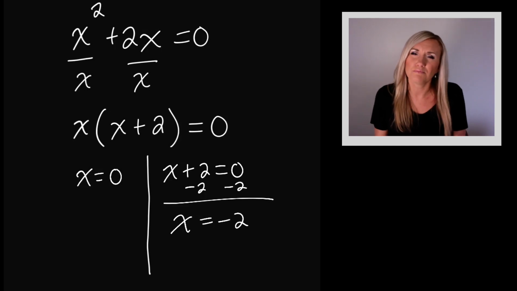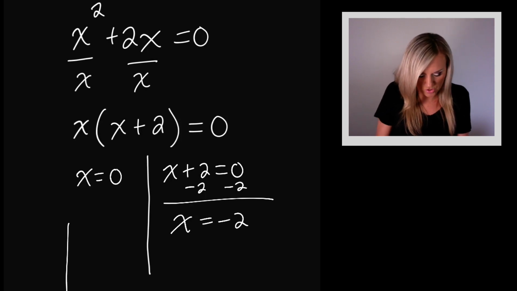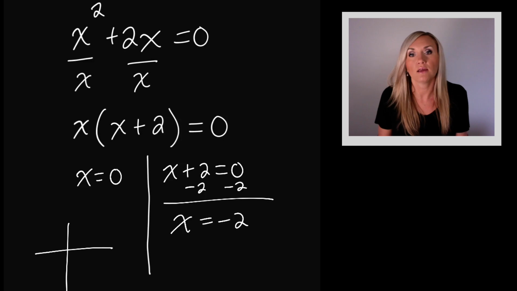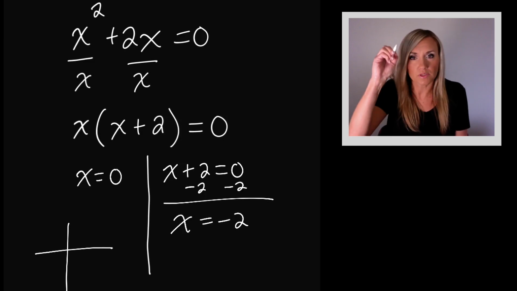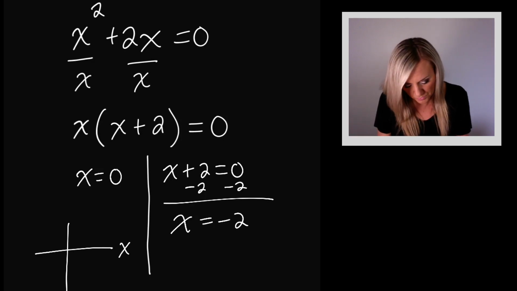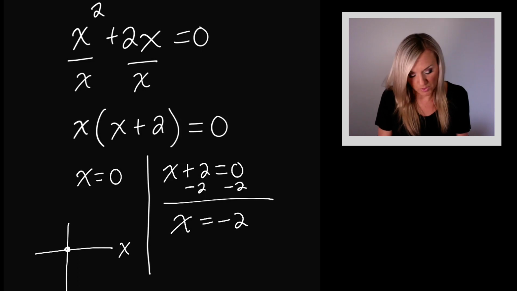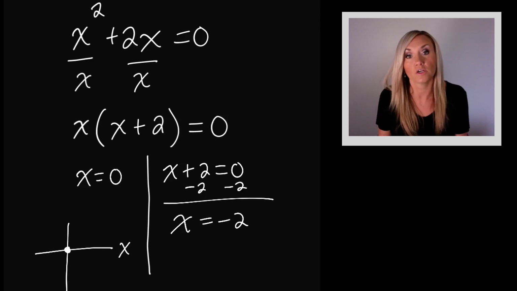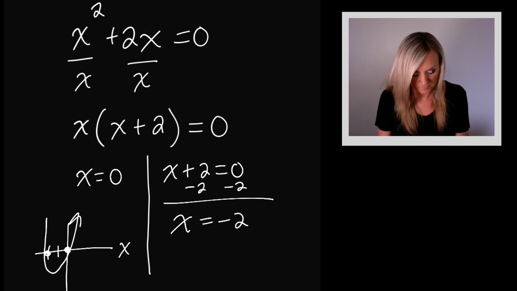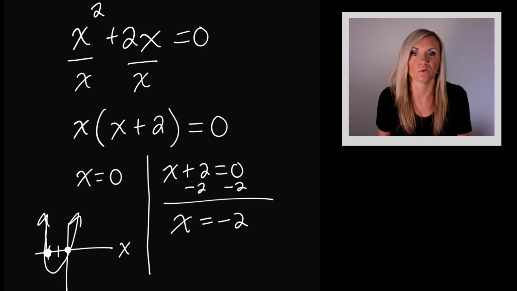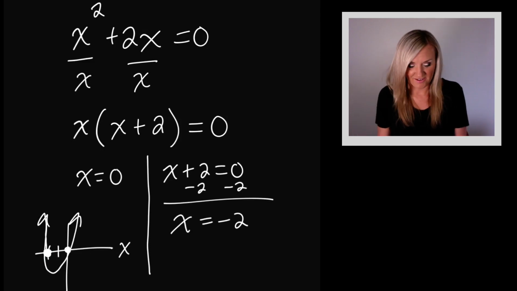Okay, so what does that mean exactly on a graph? If we were to draw a graph off to the side, that means that our parabola is going to go through the x-axis at 0, which happens to be the origin, and negative 2. Aw, kind of didn't draw that very well. Oh well.